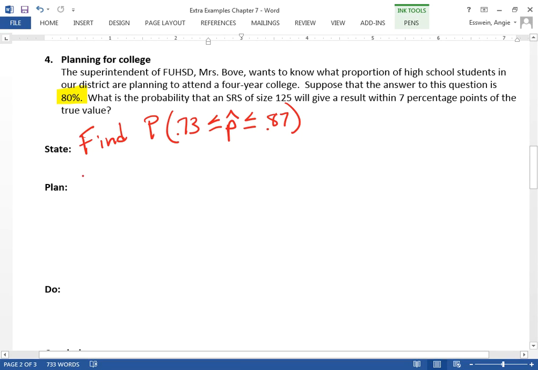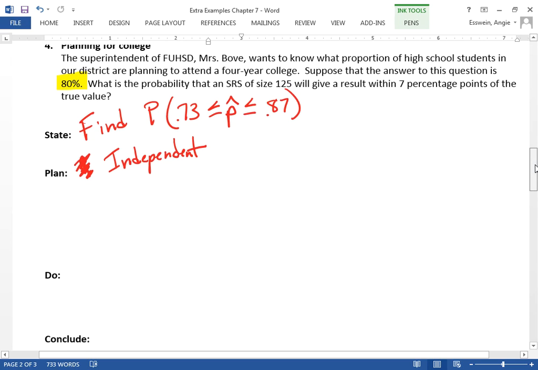When you plan, we use the acronym random, normal, and independent. But we're not going to use that yet. We want to check the normal condition and the independent condition. Let's first check the independent condition, because if this isn't true, then we can't find the standard deviation. We need the mean and standard deviation for the do step. What we're going to end up doing to find our final answer is normal CDF.